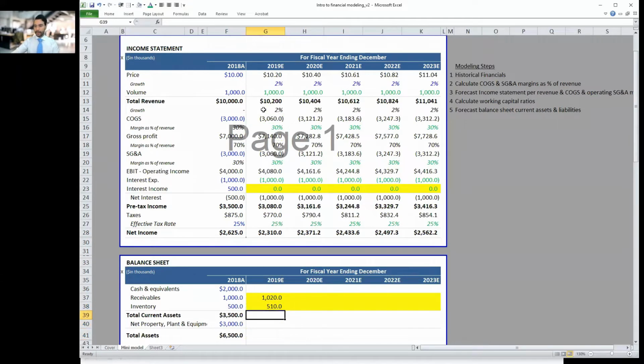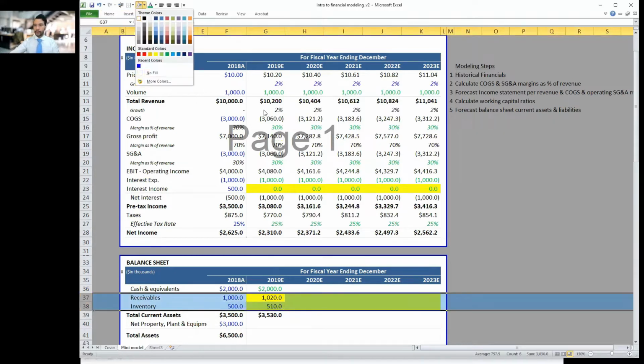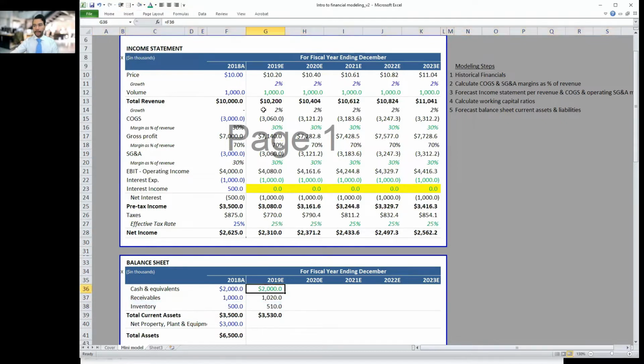So let's just take the sum of all of these numbers, and it would give us our total current assets. And of course, we still have to include our cash and equivalents. So for the time being, I'm just going to set it equal to the previous year. And I'm actually going to remove the highlight for receivables and inventory. And I'm going to highlight my cash and equivalents because I'm going to come back to this at a later point. Okay, so I'm only highlighting it because we're going to come back to it so that we don't forget.